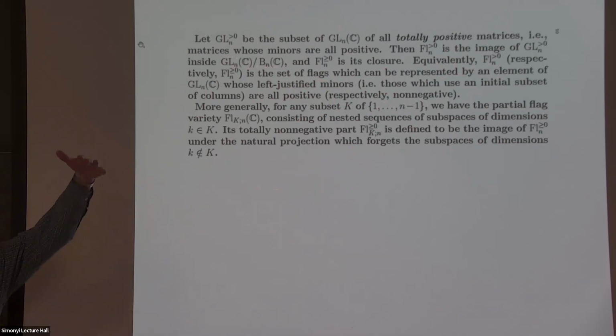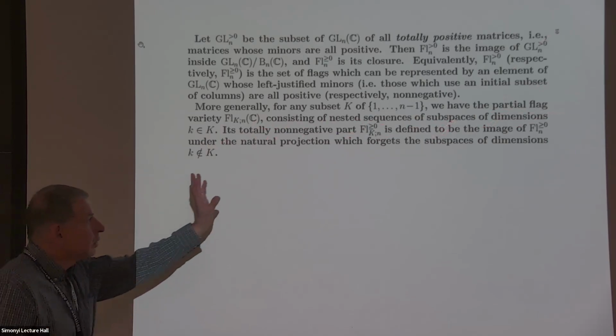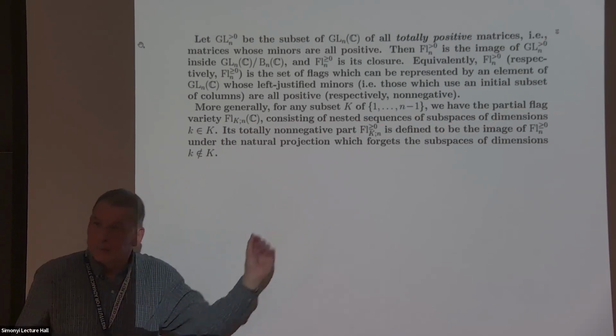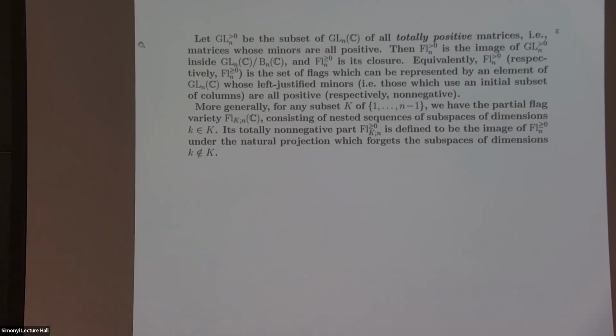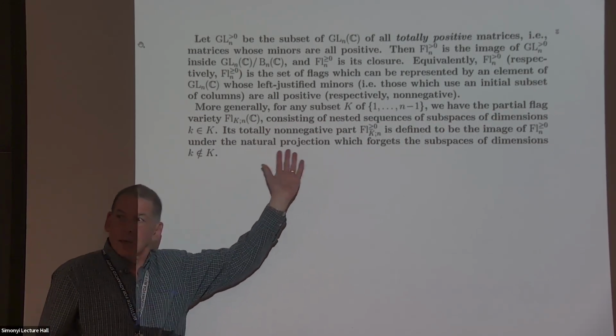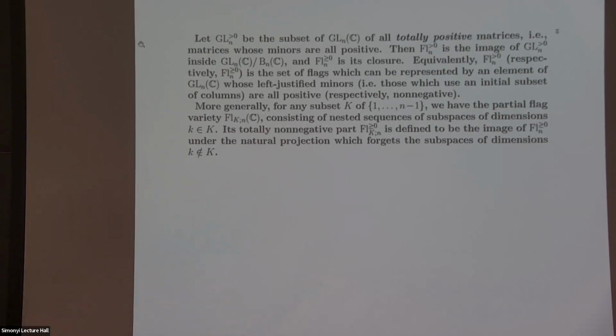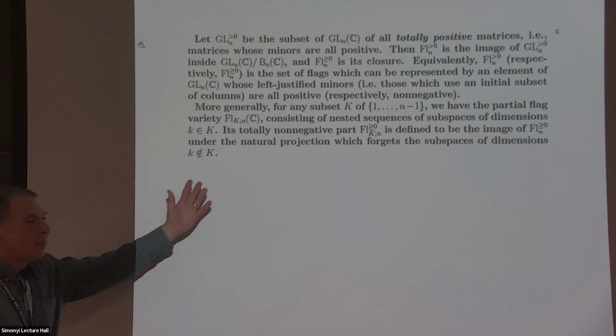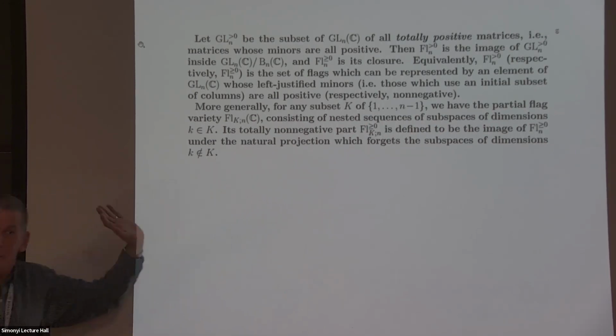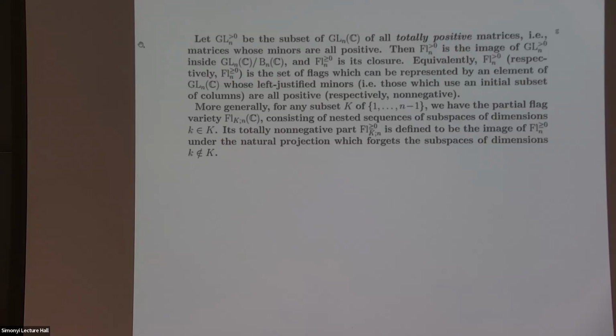I don't need to have all its subspaces. I could just have some of its subspaces. There could be a gap. So for any subset, you can have the partial flag consisting of nested subspaces of dimensions k as an element of k. And again, you forget about certain subspaces. And it turns out that it's rather important whether you have a complete flag or you don't, and they have very interesting properties, and partial flags turn out to be kind of subtle and interesting with respect to positivity and other things.